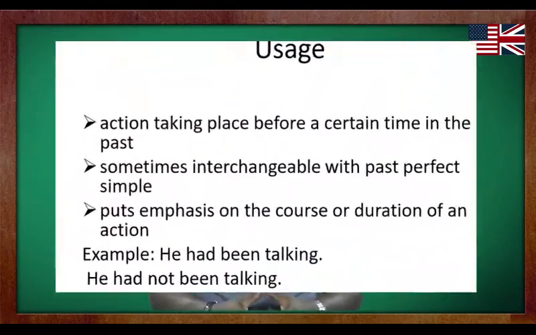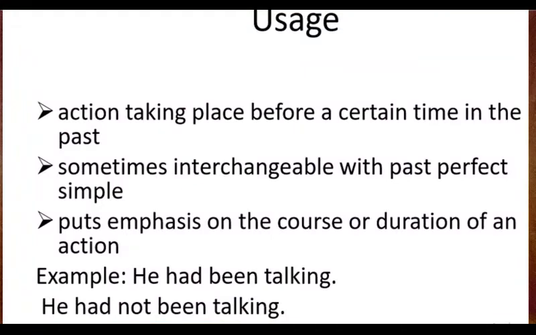Now guys, let's look at the usage. When is the past perfect continuous used? It's used for action taking place before a certain time in the past. It is also sometimes interchangeable with past perfect simple. Sometimes past perfect simple and past perfect progressive are the same. They also put emphasis on the course or duration of an action.